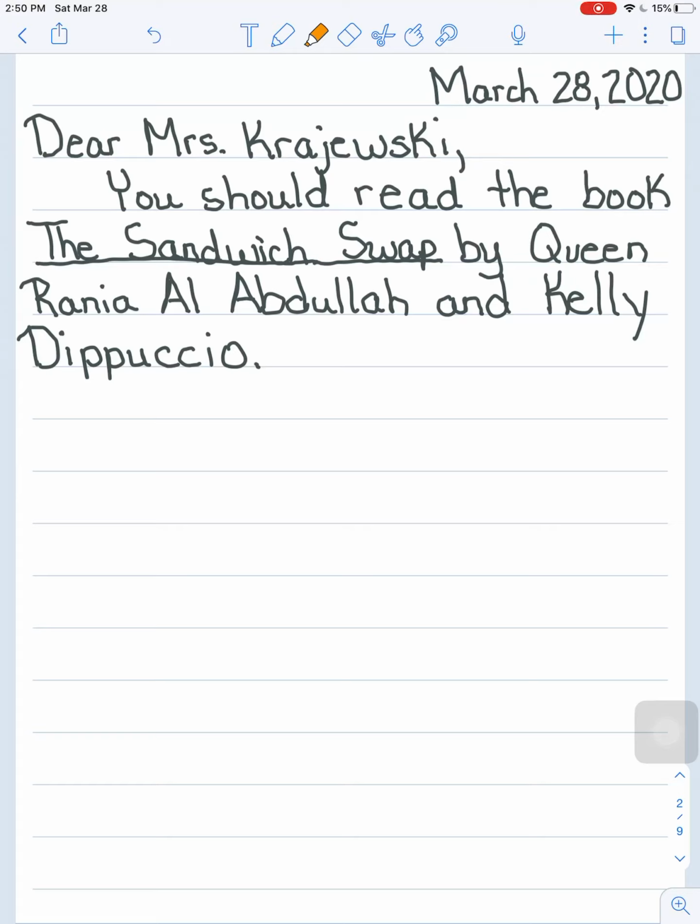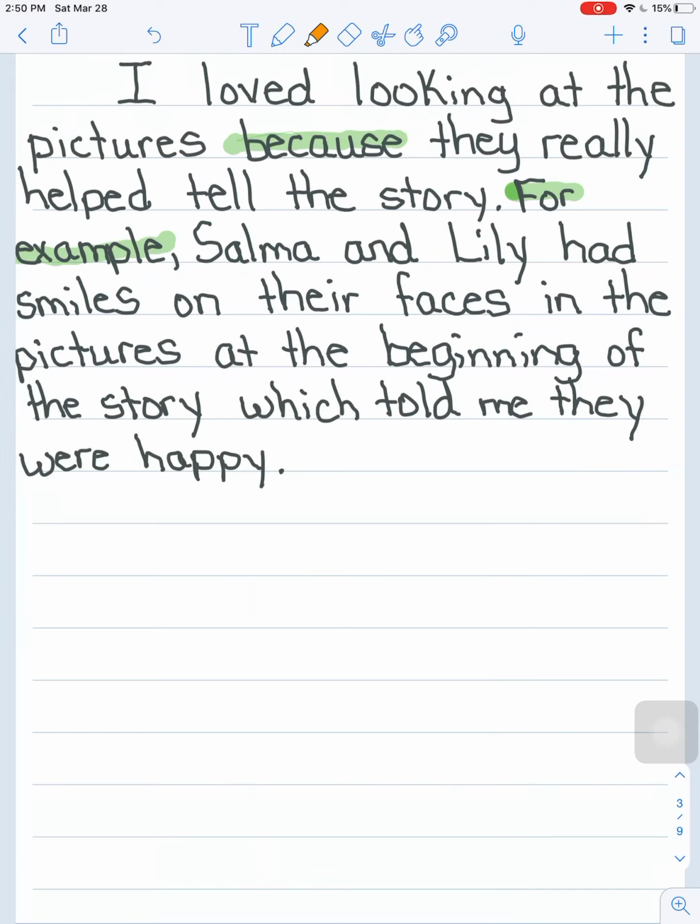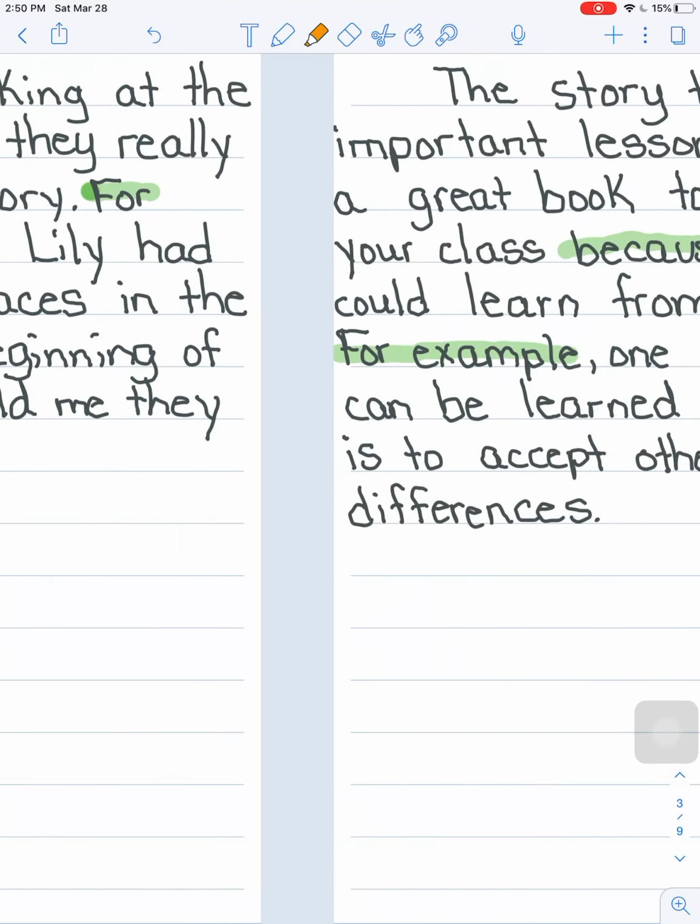March 28th, 2020. Dear Mrs. Krajewski, you should read the book The Sandwich Swap by Queen Rania Al Abdullah and Kelly DiPuccio. I love looking at the pictures because they really help tell the story. For example, Salma and Lily had smiles on their faces in the pictures at the beginning of the story, which told me they were happy.